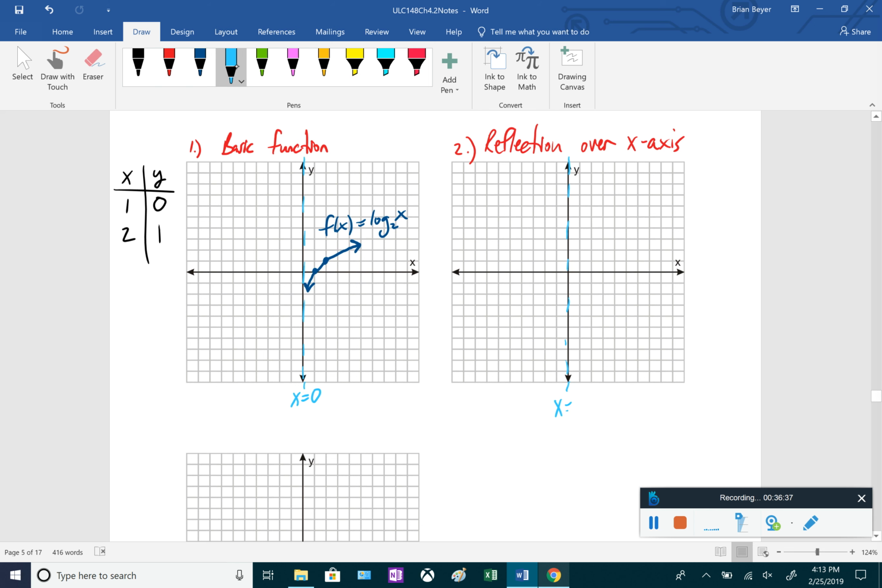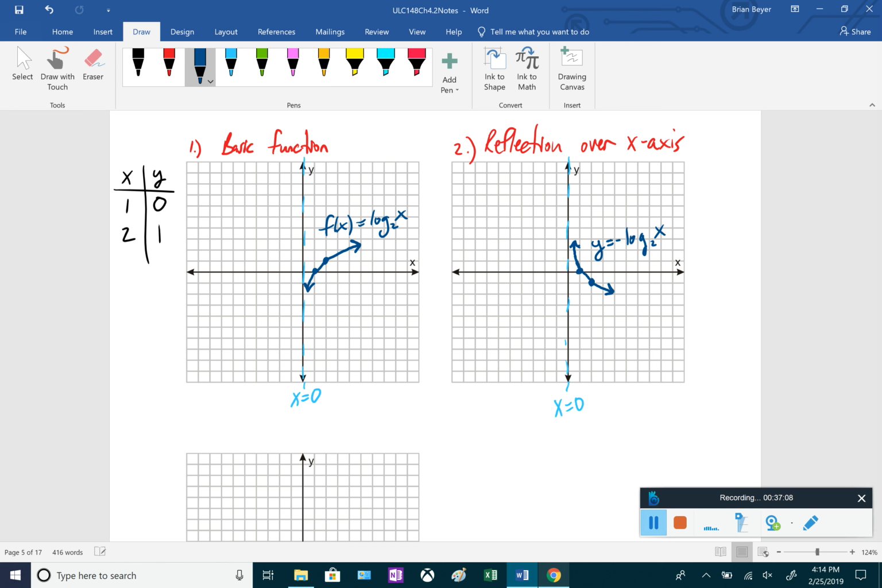So once again, our vertical asymptote stays put. We're going to reflect all of those points over the x-axis. This point stays the same for the x-intercept. The other point gets reflected to be over here, 2 comma negative 1. Essentially, we're just negating all of the y values. Connect those dots, and we'll get something like this. So this is y equals negative log base 2 of x.